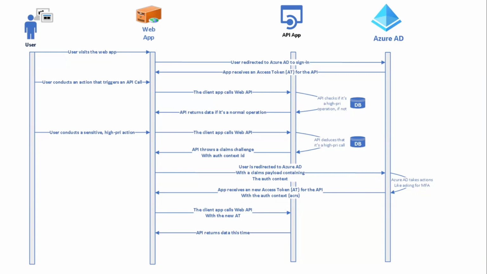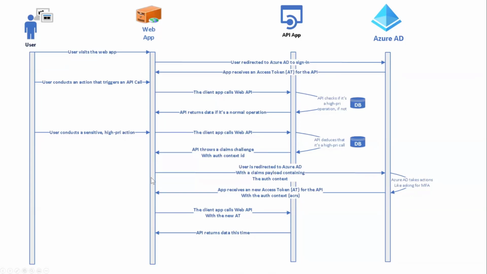The client web application takes the user to Azure Active Directory, where the user receives an access token for the API, and then the user starts to make calls to the API. The web API always checks into the DB if there is a requirement for an auth context. If not, it keeps returning data as expected. Now, when it conducts a high privileged action, like in this case an activity to delete a to-do list item, the safe settings in the API say that it requires an auth context. In this case, a claims challenge is thrown.